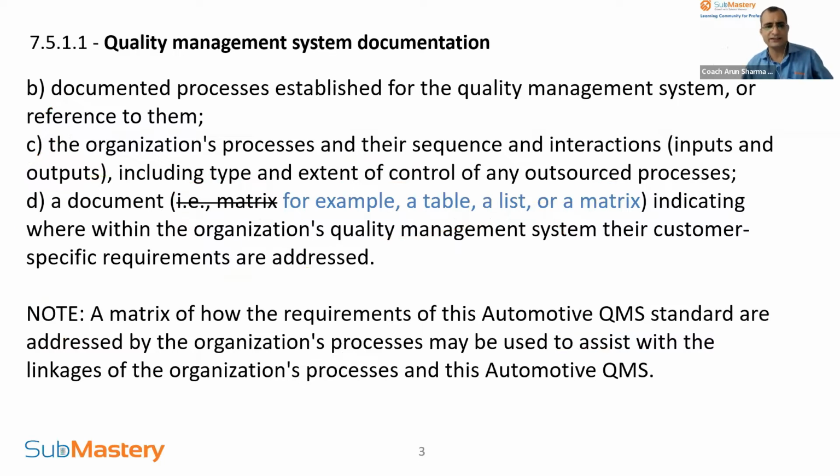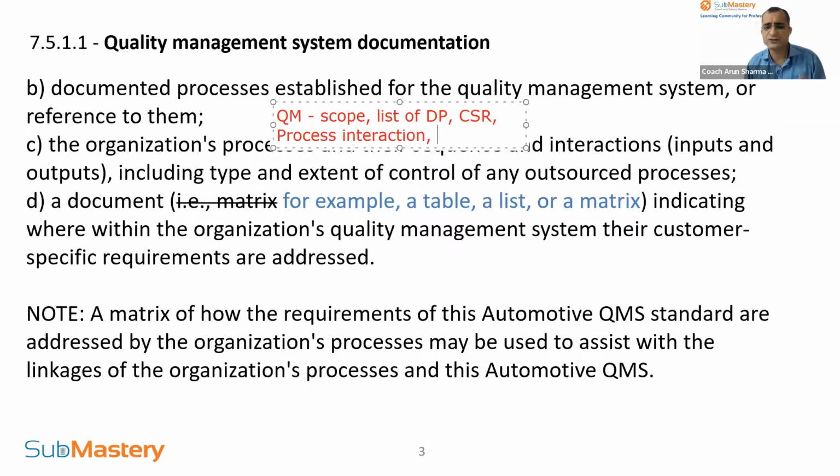Okay. So if you see, these are some of the mandatory requirements. However, in addition to that, the organization also indicates other requirements in the quality manual. What are those other requirements? In the quality manual, people will write scope, they will write list of documented process, CSR metrics, they will give indication of process interaction, how the processes are related with each other. And then they can also mention your company mission, or a quality policy, or your objective, right? There are tons of different requirements which are also given.